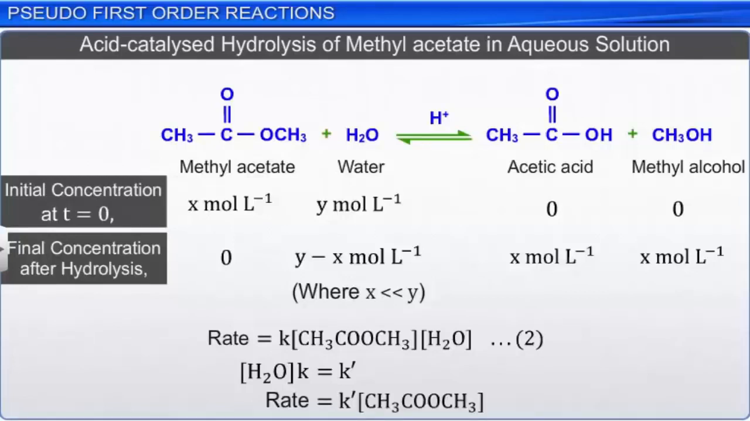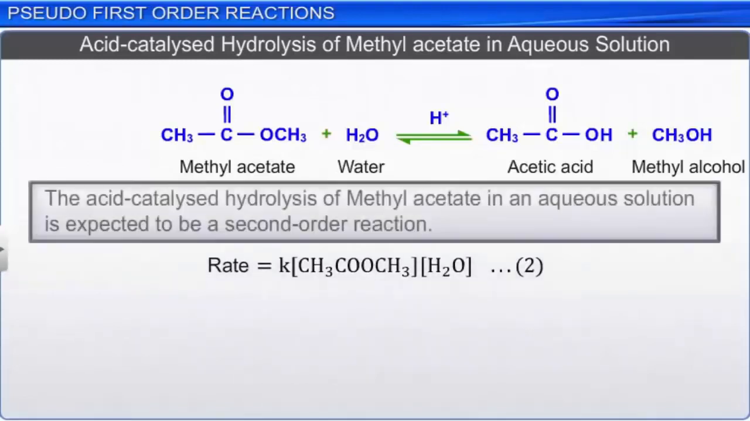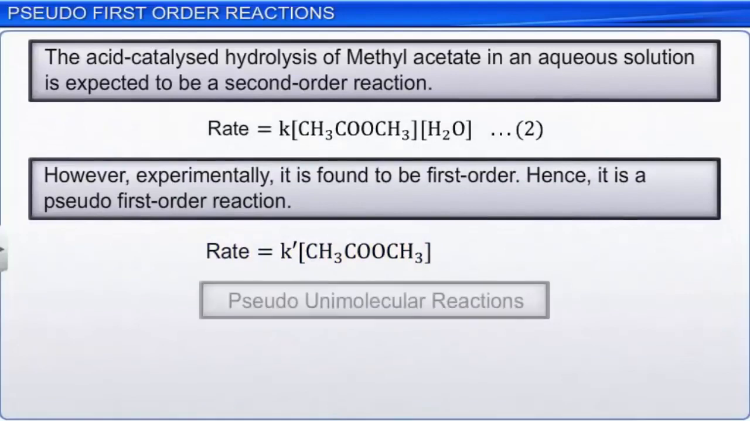The acid-catalyzed hydrolysis of methyl acetate in an aqueous solution is expected to be a second-order reaction. However, experimentally, it is found to be first order. Hence, it is a pseudo-first order reaction. It is also called a pseudo-unimolecular reaction because even though the molecularity of the reaction is 2, its order is 1.